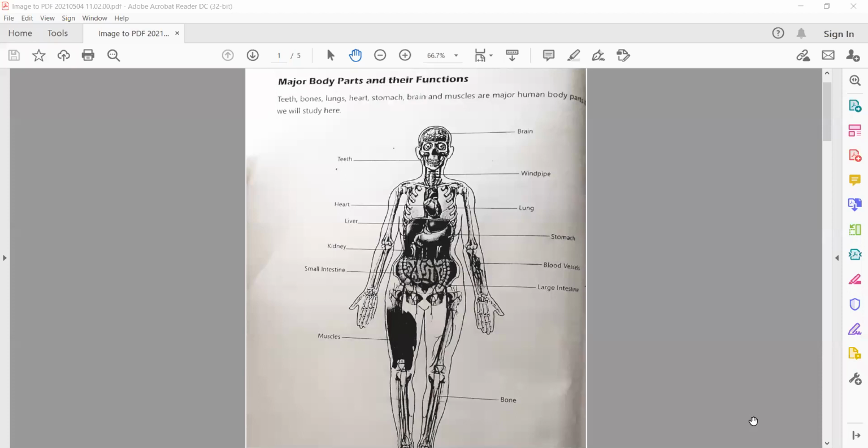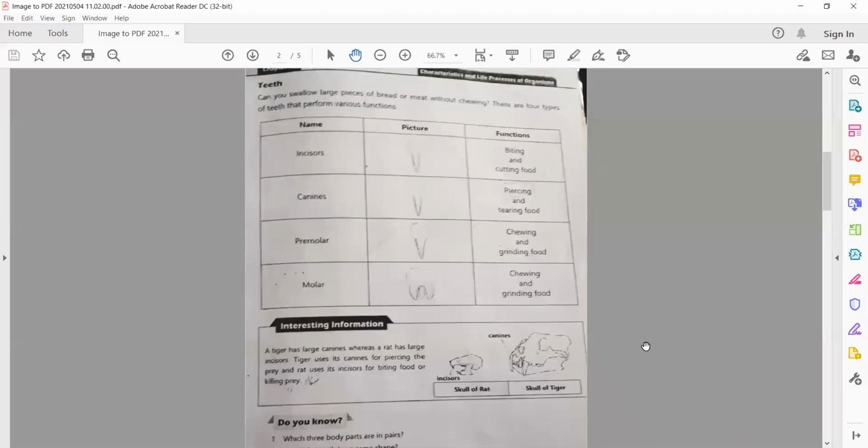Now look at the first topic, the first body part, that is teeth. Can you swallow large pieces of bread or meat without chewing? Dear student, can you swallow large pieces of bread or meat without chewing? No, we cannot swallow large pieces of bread or meat without chewing. There are 4 types of teeth that perform various functions. How many types of teeth? 4 types of teeth which perform various functions.